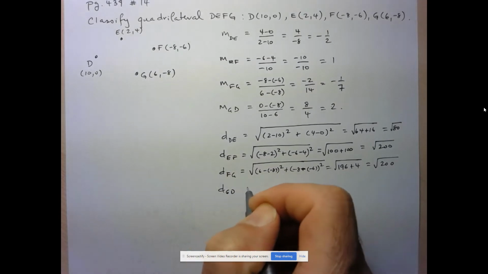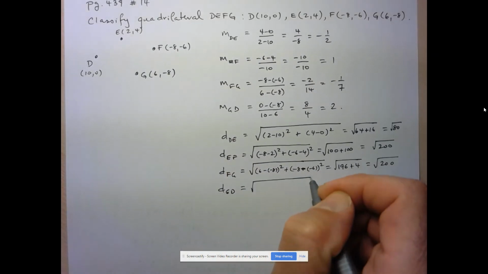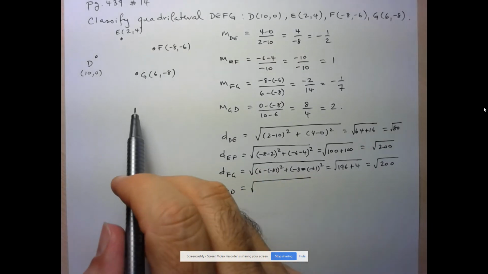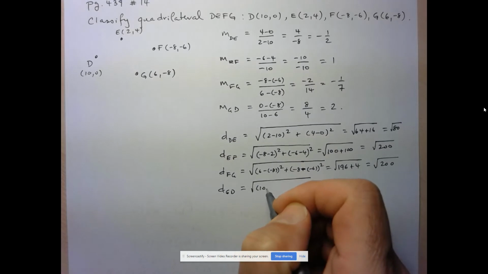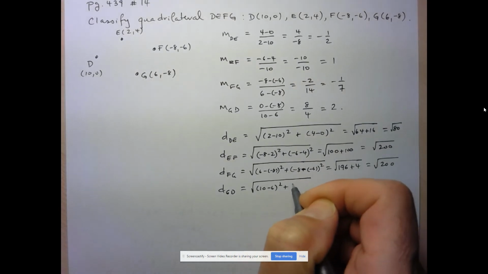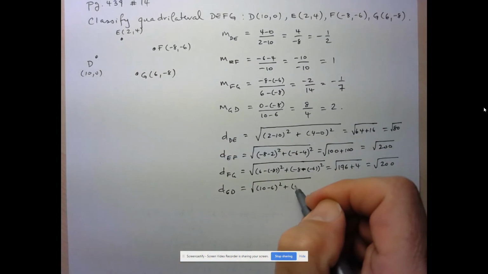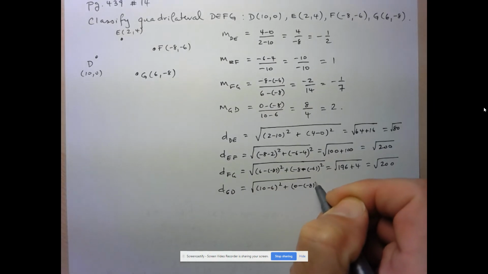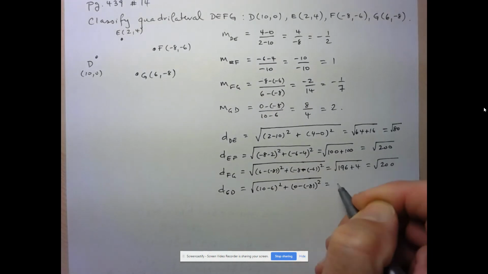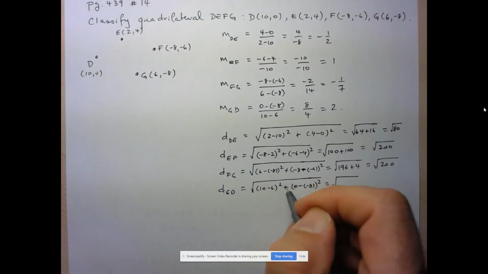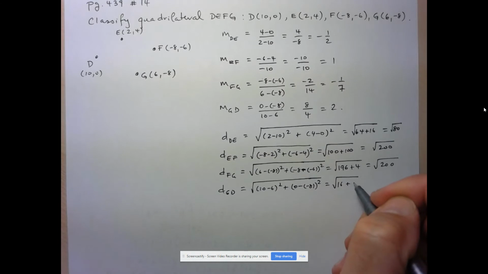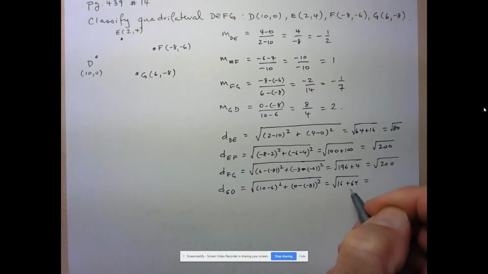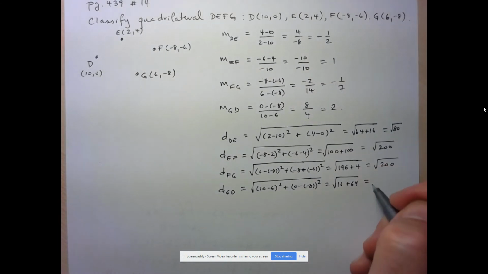So let's do GD. Okay, square root of GD, so 10 minus 6 squared, plus here 0 minus negative 8 squared. So what does that give us here? So 10 minus 6, 4 squared is 16, and 0 plus 8, so 8 squared is 64. And so here, 64 plus 16, hey, that's what I had before, root 80.